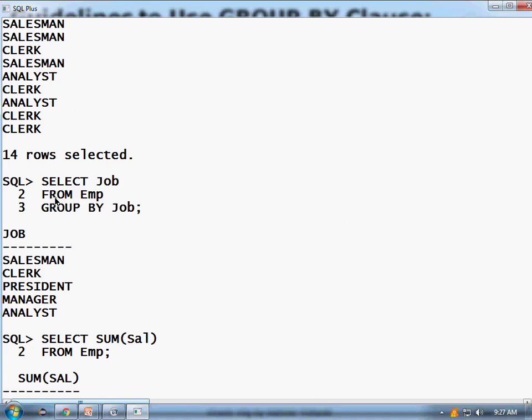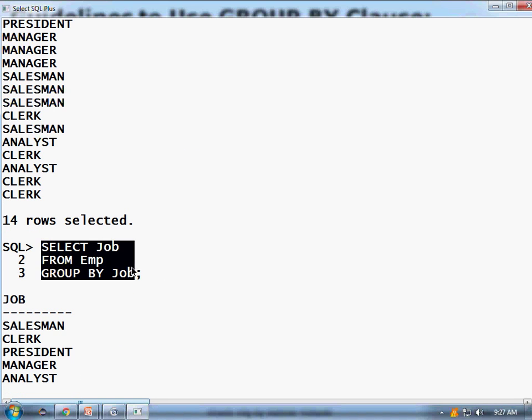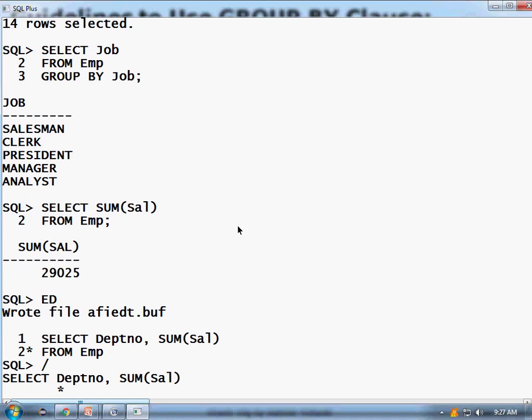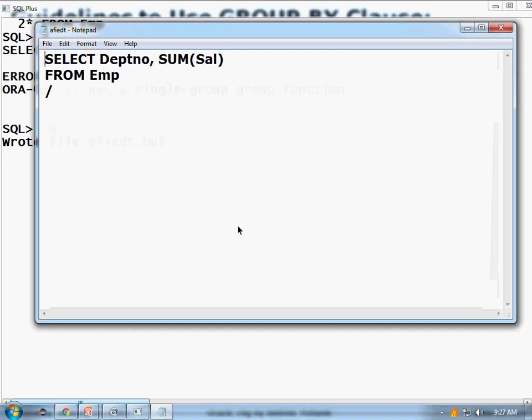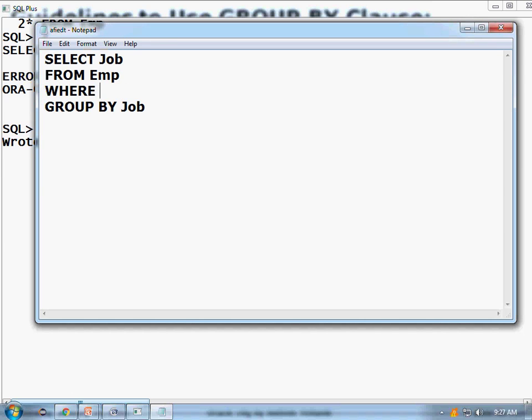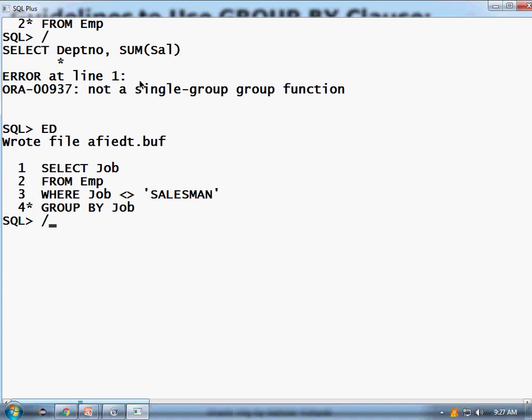What I mean, you just watch here. Here we are saying that we want the data by group of what? Jobs, which gives you all the jobs. But suppose I say where job not equal to salesman, so I am saying exclude that group and give me the remaining.